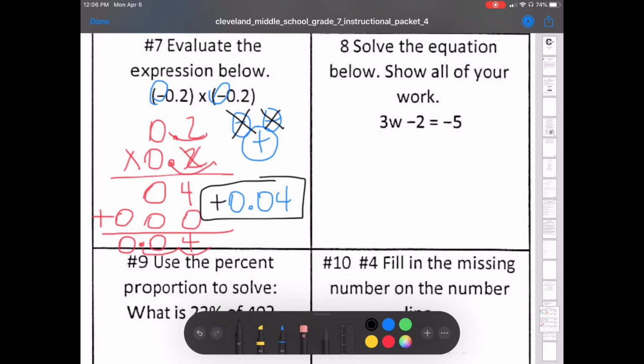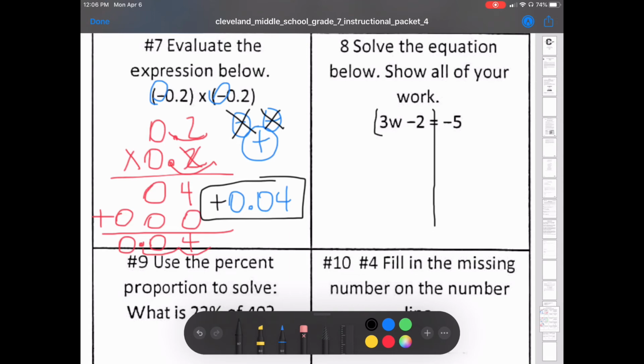All right, number 8, we want to solve an equation. So this equation has the letter W in it. That's just like if it were to have an X. We're going to set it up the same way, solve it the same way, even though the number is a little different. Right, so we can draw a line through the equal sign to remind us to do the same thing on both sides of the line.